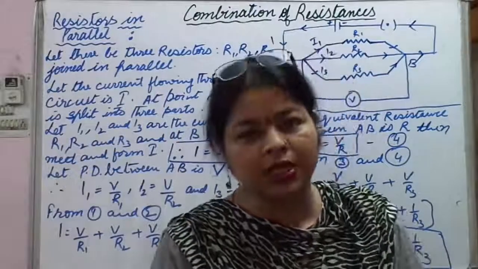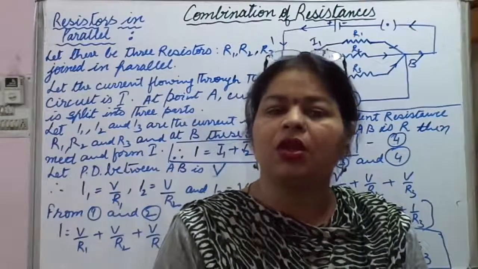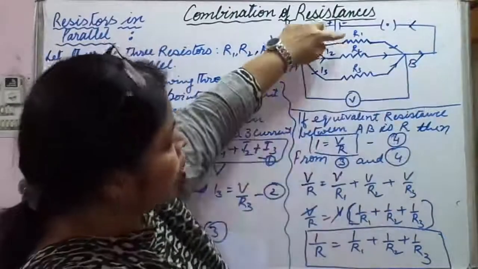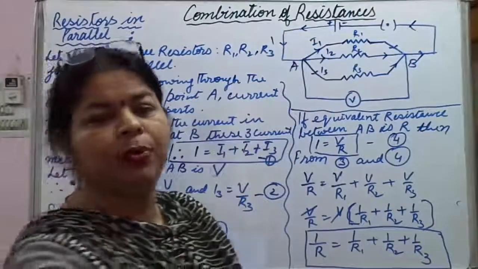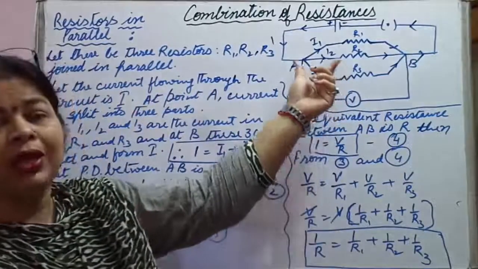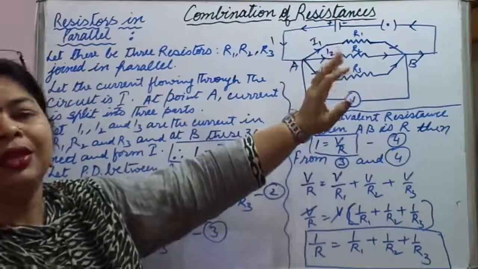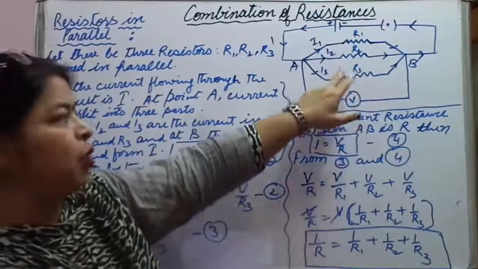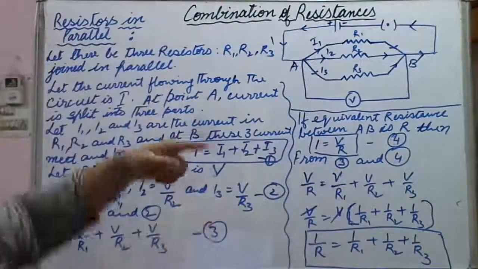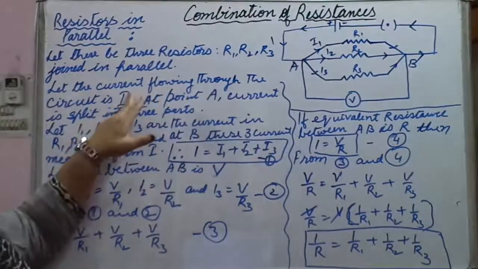In this combination, the potential difference between the ends of all resistances is the same, between A and B. As you can see in the figure, there are three resistances R1, R2 and R3, joined in parallel between the points A and B. Suppose the current flowing through the circuit is I.